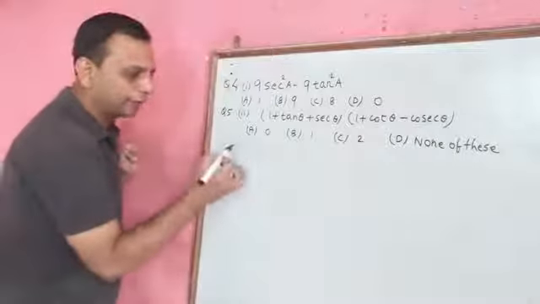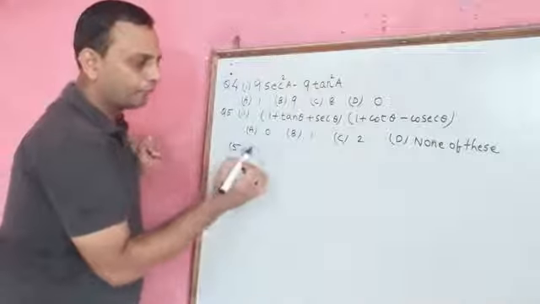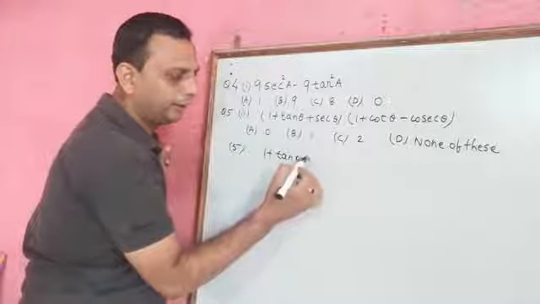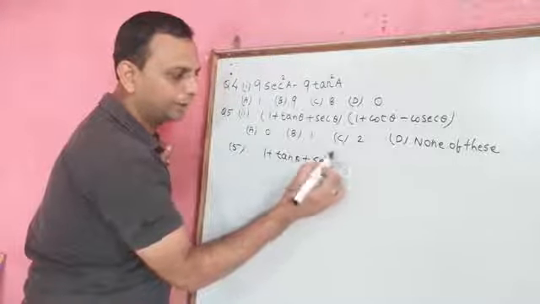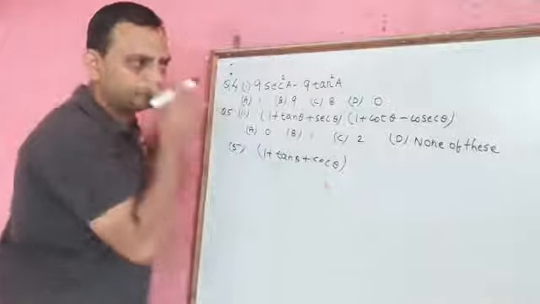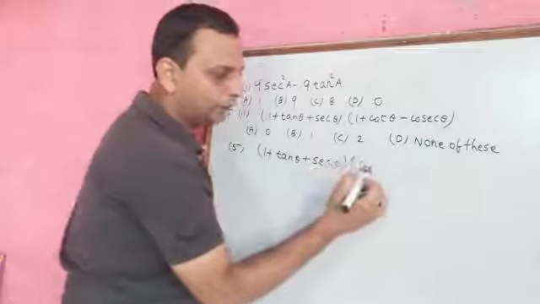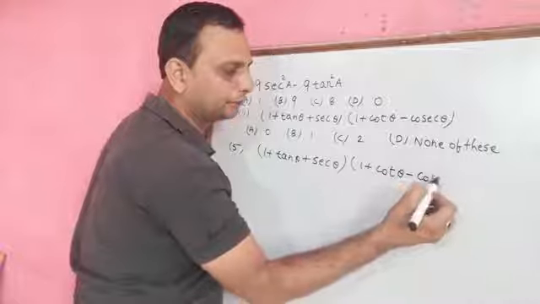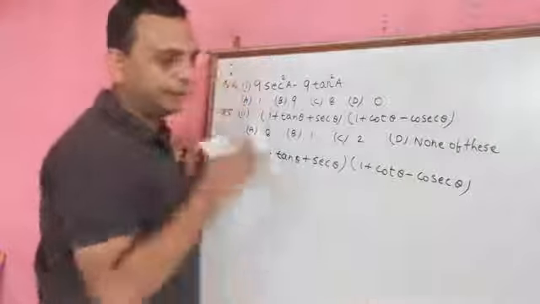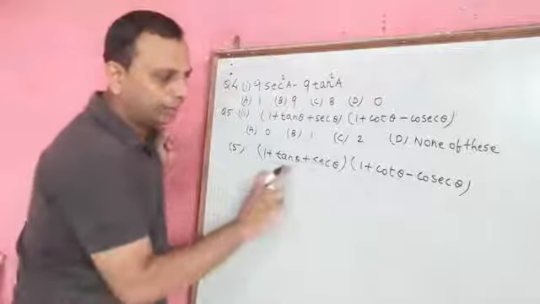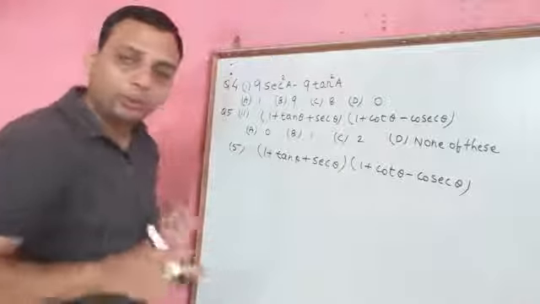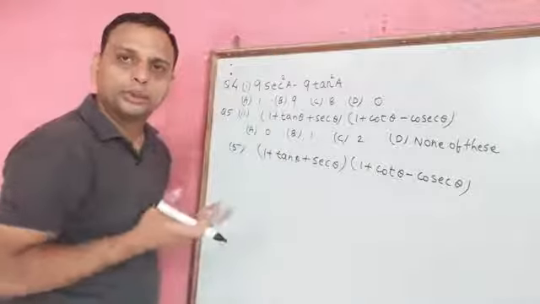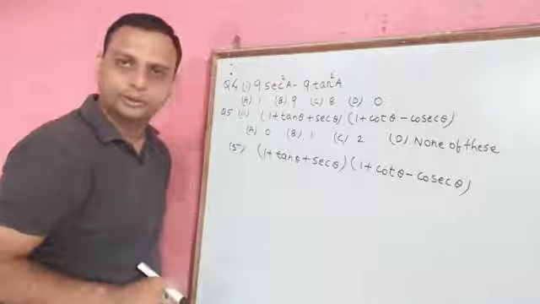So I am writing the question once again: (sec theta + 1 + tan theta)(1 + cot theta - cosec theta). Now you can see I cannot apply identities because in all three there are no squares, so it is difficult to apply an identity in this question.